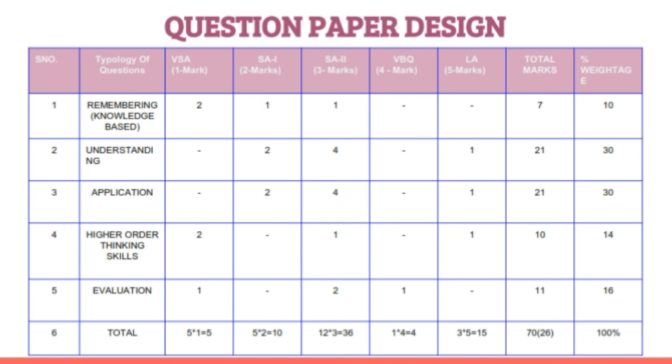The remembering part constitutes 10% of your paper. The understanding part includes 30% of your paper. The application part includes 30% of your paper, whereas the higher order thinking skills include 14% of the paper, and the last one, that is evaluation, constitutes 16% of the question paper.